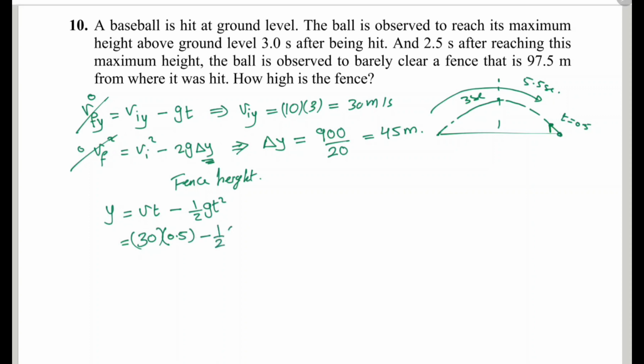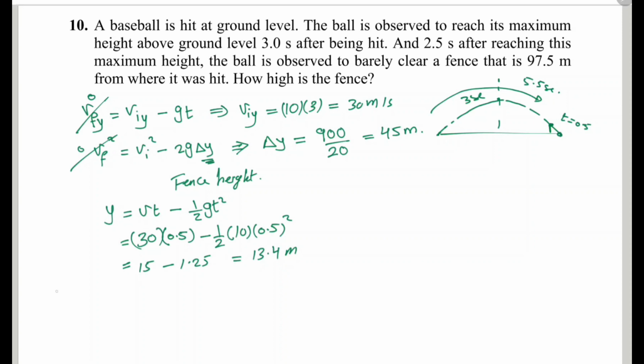minus half 10 times 0.5 square, or 15 minus 1.25 equal to 13.4 meters. So the height of the fence is 13.4 meters.